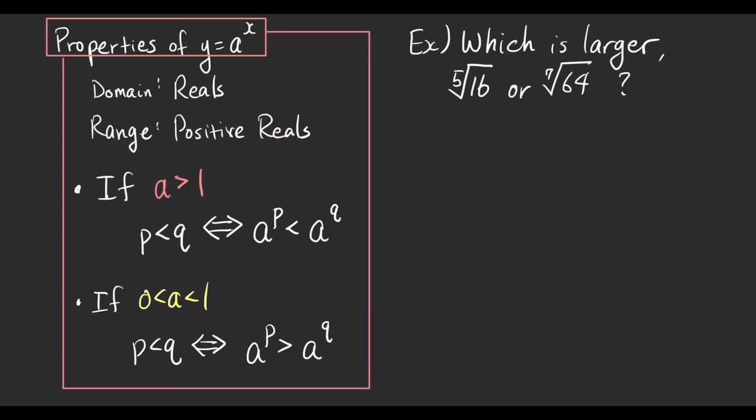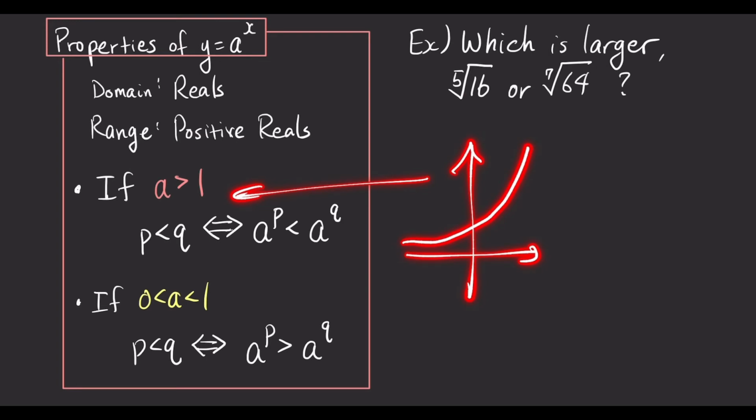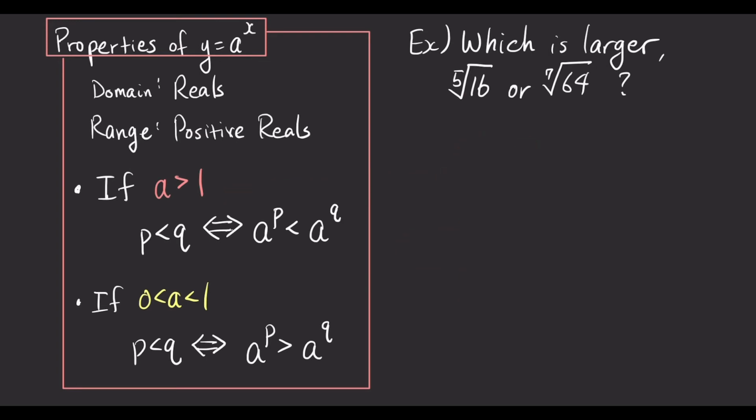Okay, so first of all, if a is greater than 1, then what does the graph look like? I'll draw it really quick. It's going up, right? It's increasing. So if x gets bigger, if the exponent gets bigger, then the y value also gets bigger. So if x gets bigger, y gets bigger. If q is bigger than p, then a to the q is bigger than a to the p.